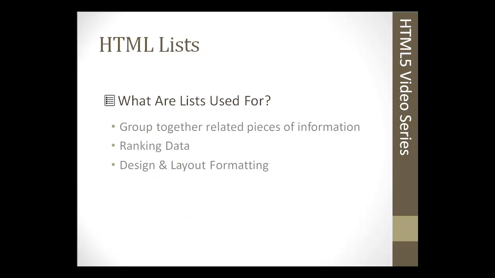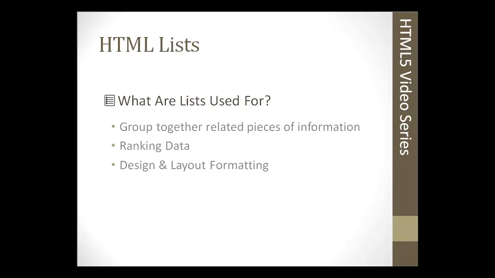So now let's talk about lists. Lists are used to group together related pieces of information, which tables also do. Lists are recommended for smaller amounts of data. If you have hundreds and hundreds of records, then a table would definitely be the way to go. If you want to display, I don't know, a list of websites on your site, then you would use a list. Lists are also good for ranking data.